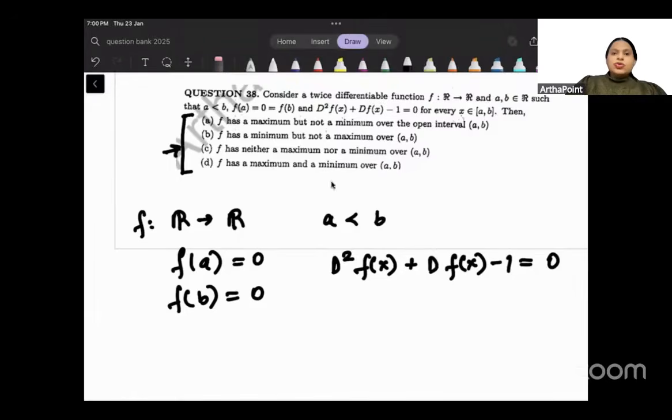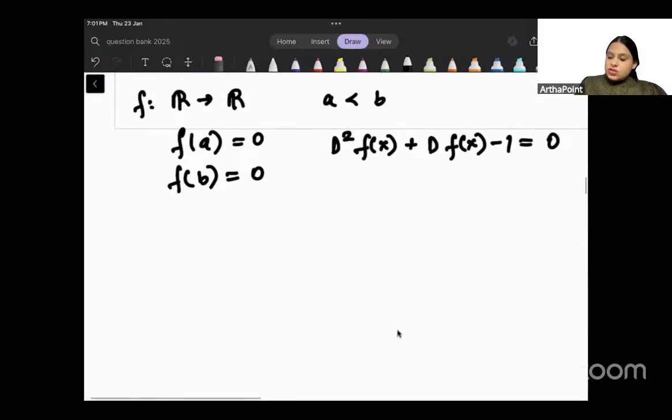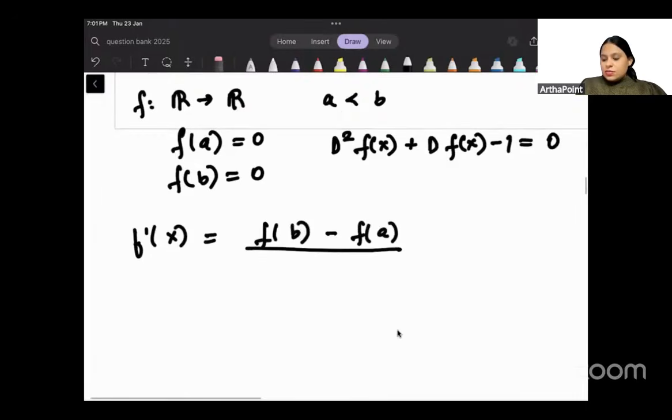Pretty simple question. Don't take a lot of time in this. Okay. D, A, B, all different answers. Okay. So what's the formula of f dash x? F dash x is what? How can I write this as? Can I write it like this?